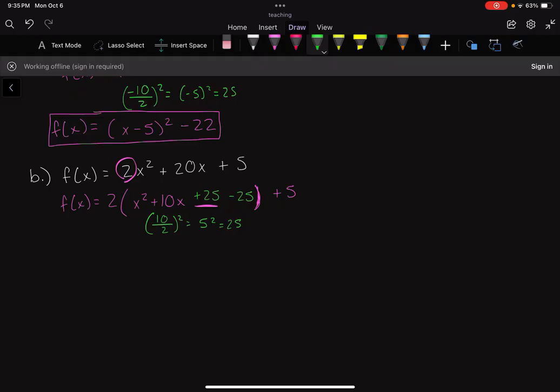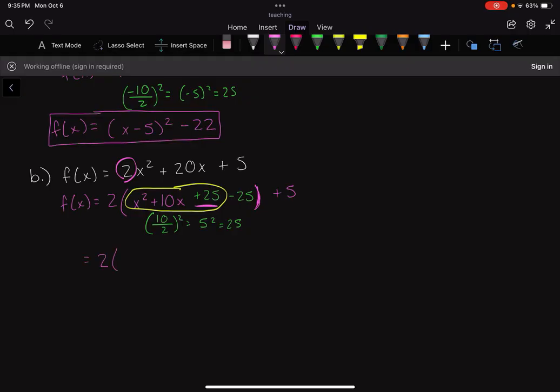Again, this part might look a little weird. This is the piece that I want to factor. So I'm actually going to get this 25 here outside of these parentheses. To do that, I would have to multiply this 2 by the 25, and then it wouldn't be in the parentheses anymore. So I'm going to write down what I'm doing.